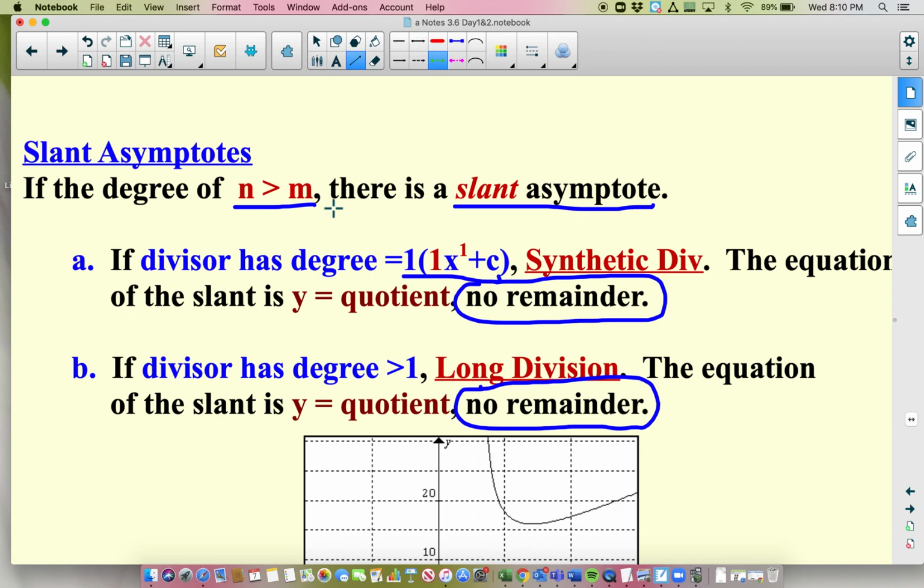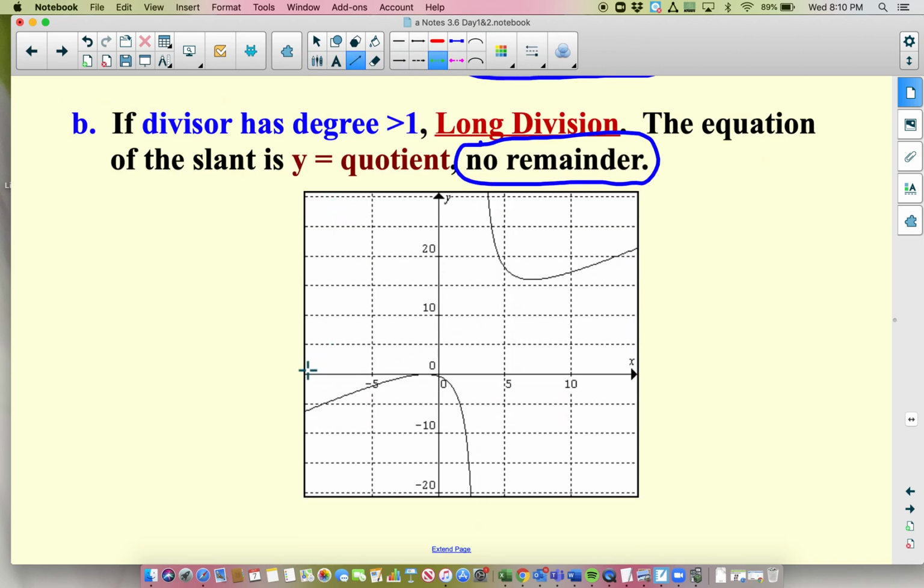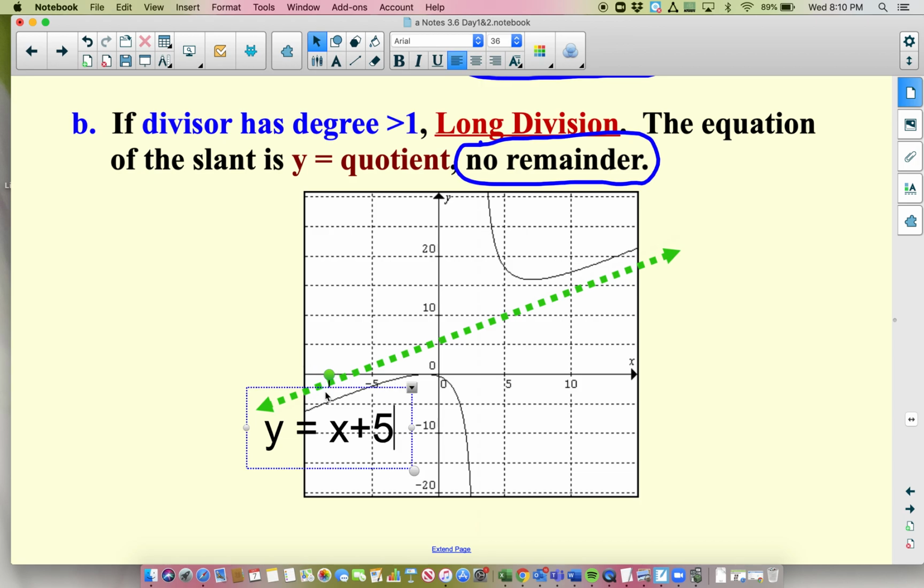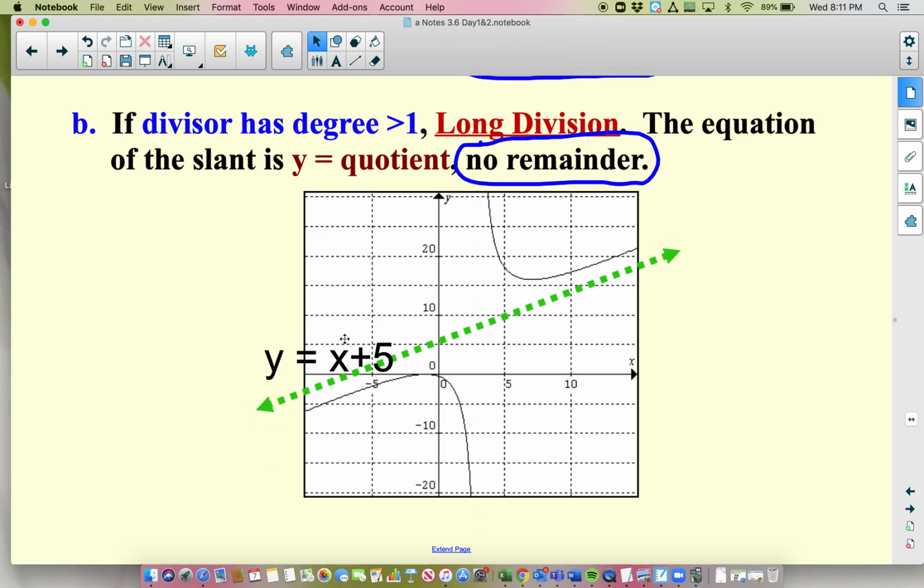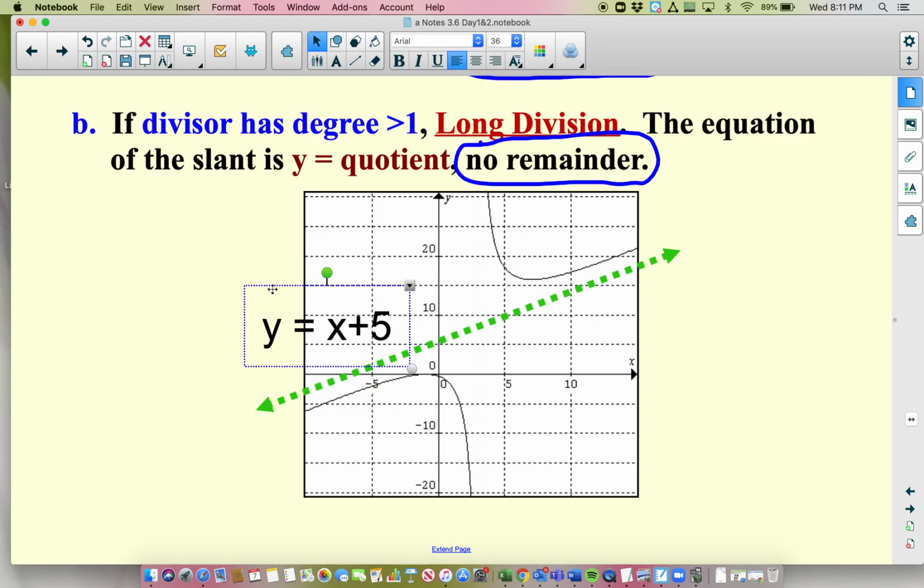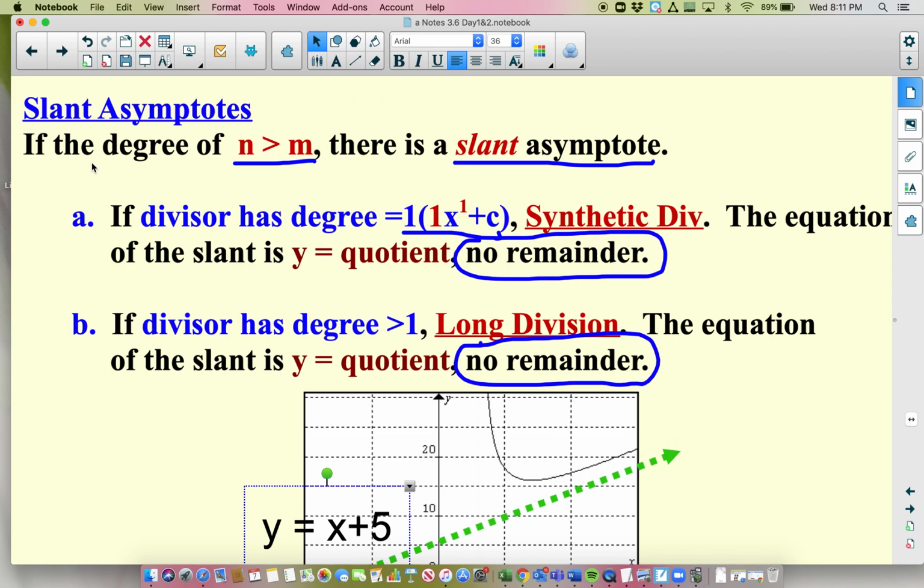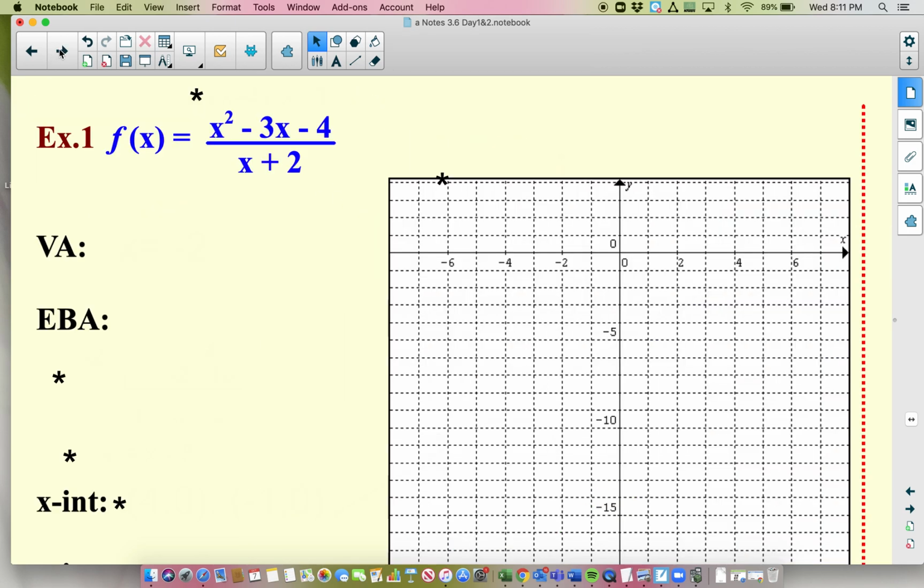So if you look at the graph below here, you can see the slanted asymptote. The ends of the branches there are approaching, and you can see it has a slant to it. It's not horizontal. It has a slope. It looks like it's crossing at 5, and it looks like the slope is maybe 1. And so the equation of that line would be like y equals x plus 5. But you're going to get that equation through the division process. So let's look at an example.